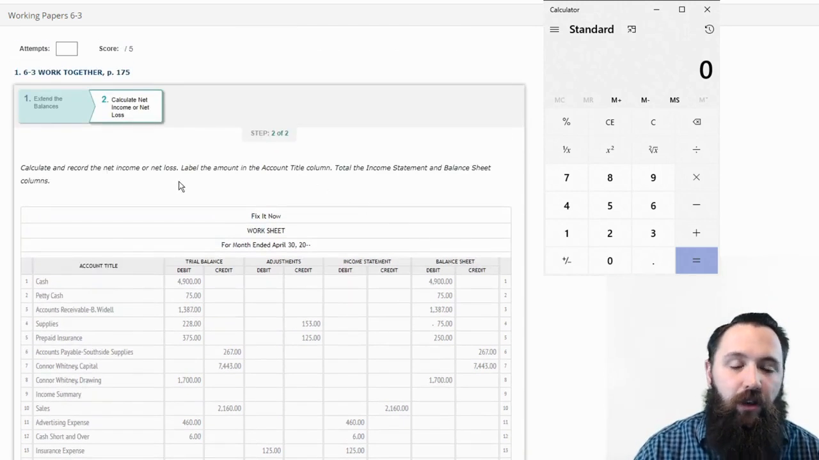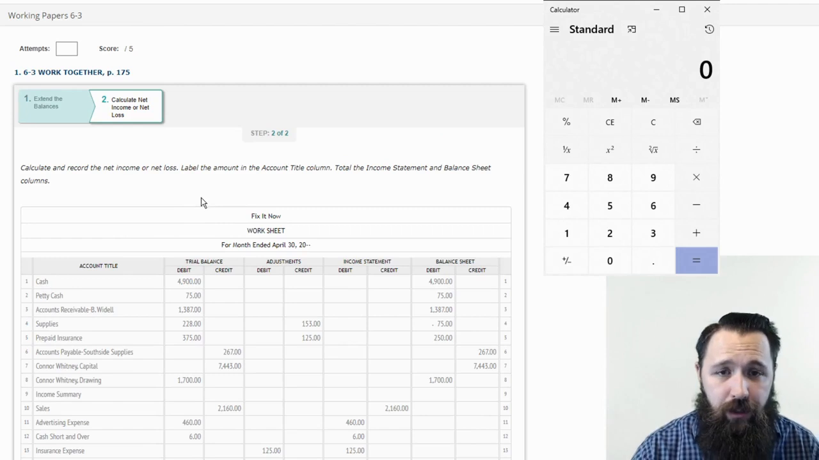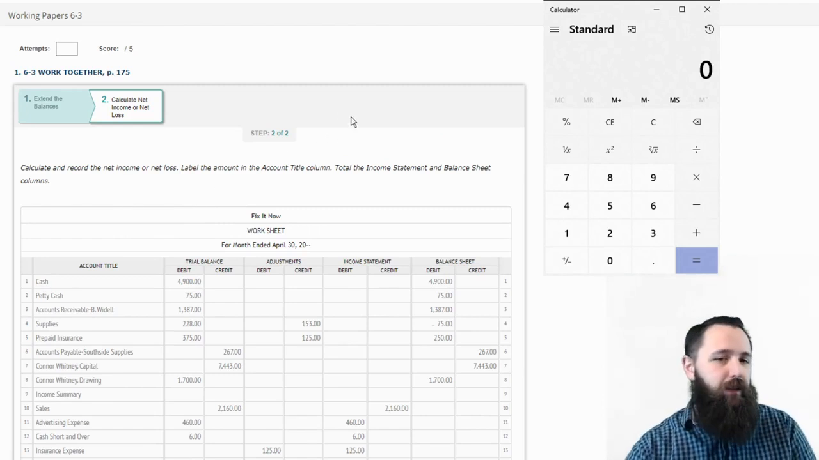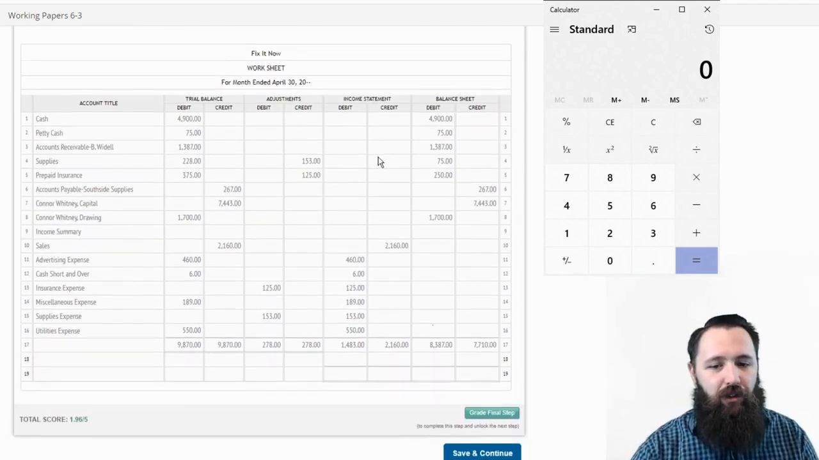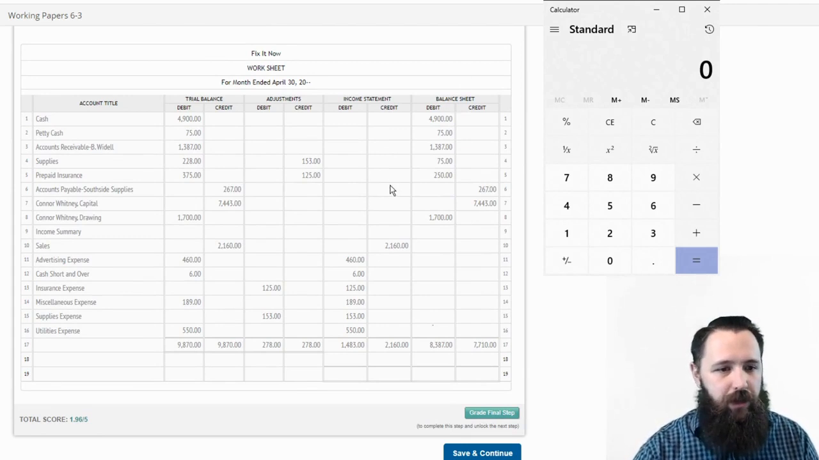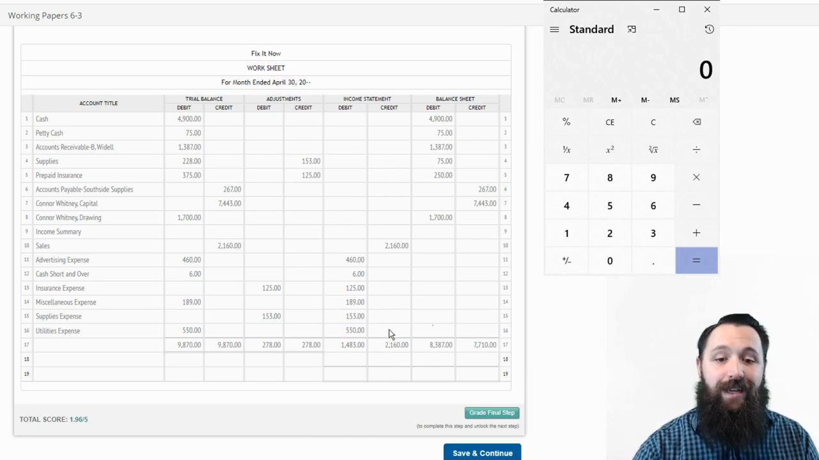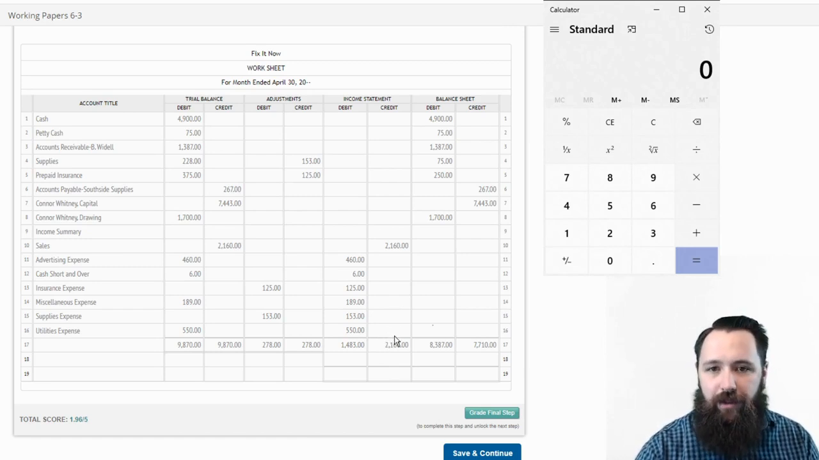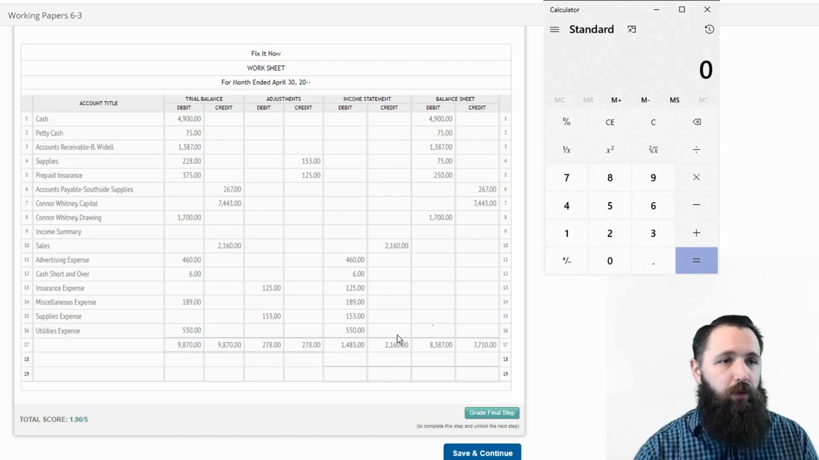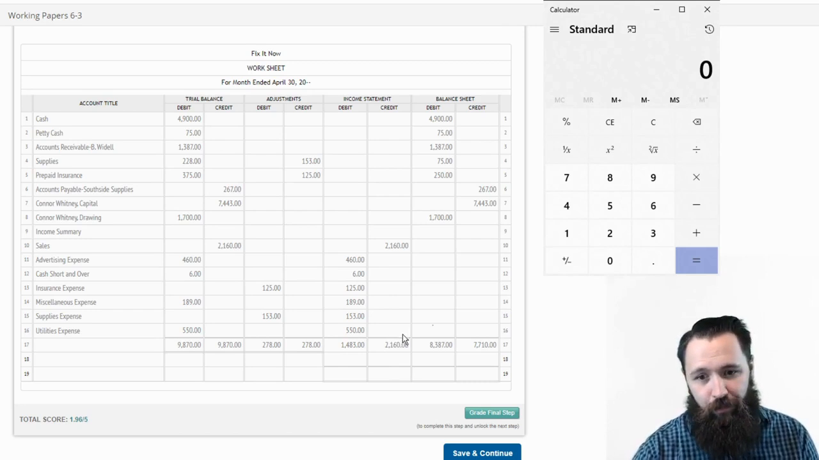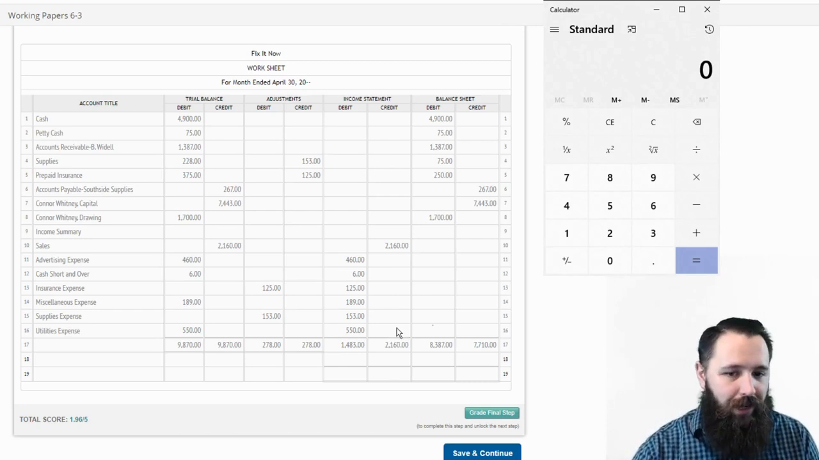What we're doing here is calculating our net income or net loss. So right away, before anything, I can tell if I have a net income or net loss before I calculate anything. I just can tell, do I have more sales or expenses? Well, I have more sales, right? At 2,160, my credit column of our income statement is more than our debit column at 1,483. So I already know that I have a net income.